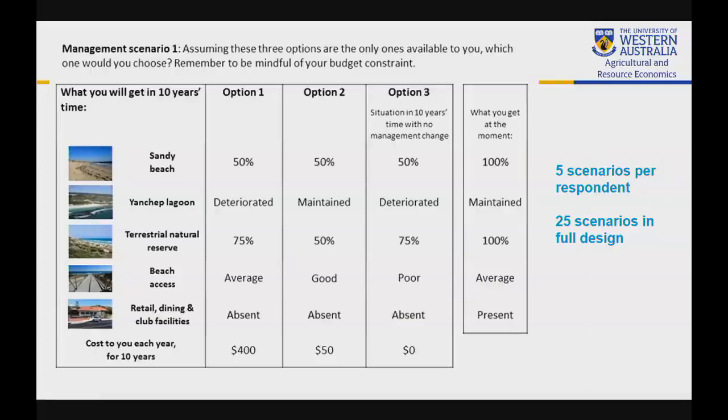But you need to think about that when we think about the values, as to when the impact actually would happen. We probably accelerated the impact in our hypotheticals. Each person saw 5 of those, 25 in the full design.